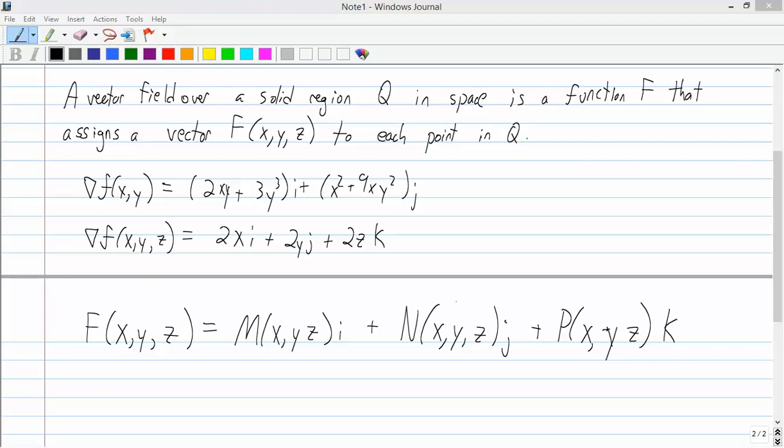So this vector field is continuous at a point if and only if M, N, and P are continuous at that point. So whatever functions those are must be continuous to make the vector field continuous. The most common physical examples of vector fields are velocity fields, gravitational fields, and electric force fields.